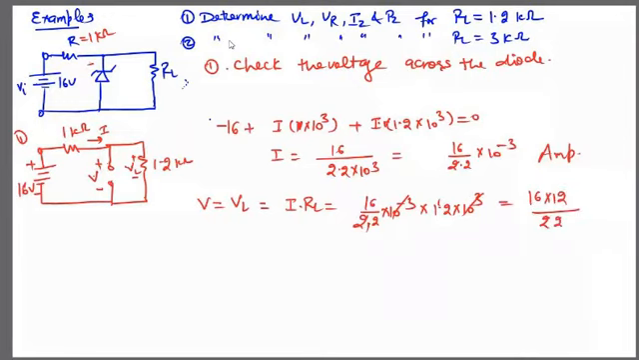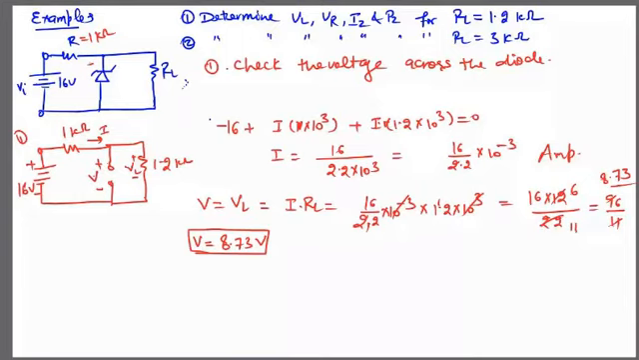So this is 2, 6, 11. This is 96 upon 11. So 11, 8, okay, 88, and it is 8.73. So here V equals 8.73 volt. And already one thing is given in this question, that is Vz equals 10 volt.